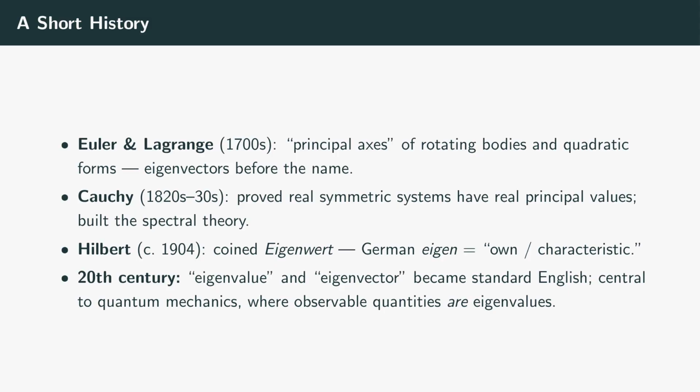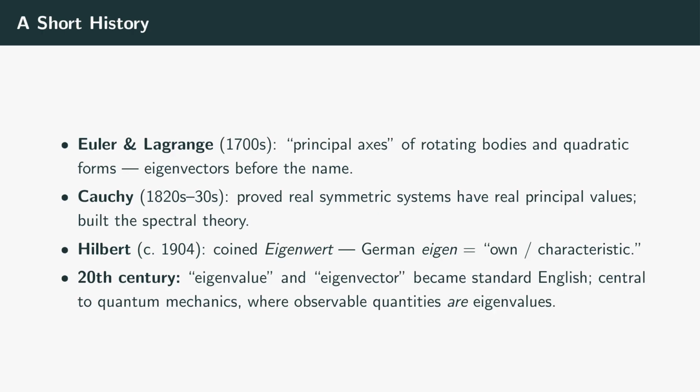A little history, because the name itself has a story. The idea is old. In the 1700s, Euler and Lagrange studied the principal axes of rotating bodies and of quadratic forms. These were eigenvectors in all but name, the special directions along which a physical system behaves simply. In the 1820s and 30s, Augustin Louis Cauchy made the theory rigorous, proving that real symmetric systems always have real principal values, and laying down what we now call spectral theory.